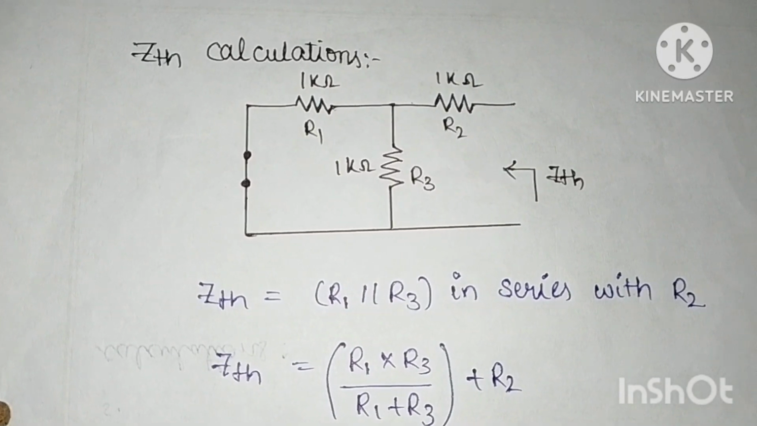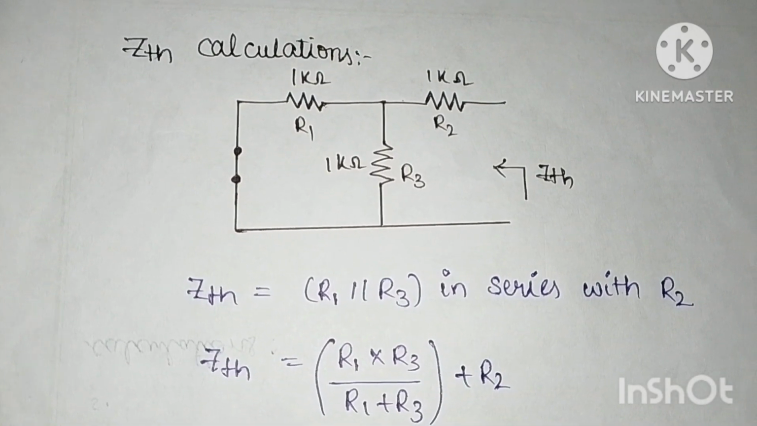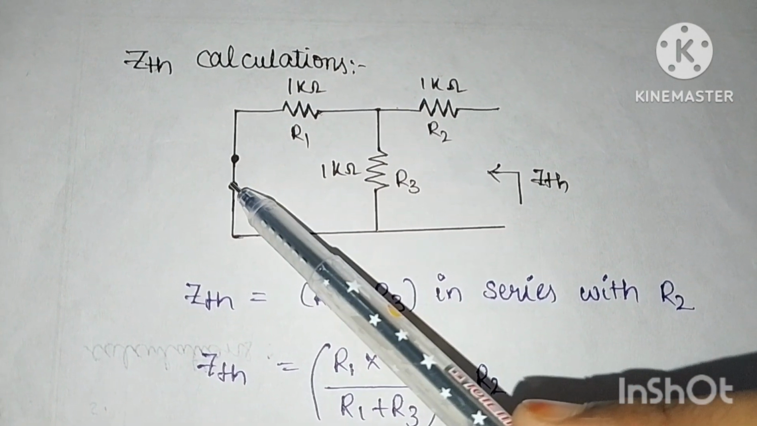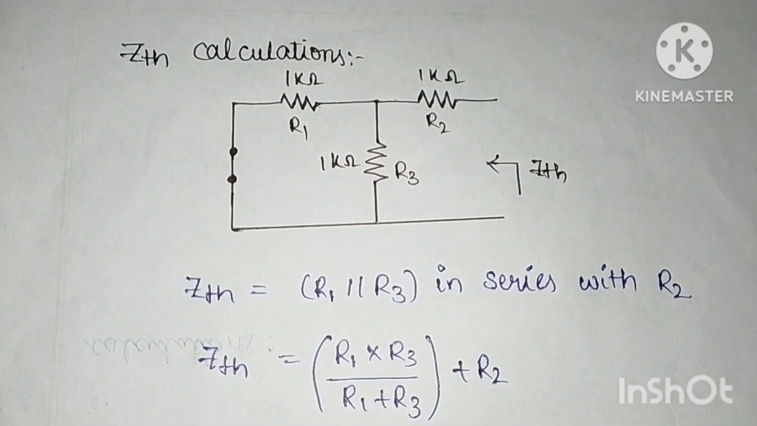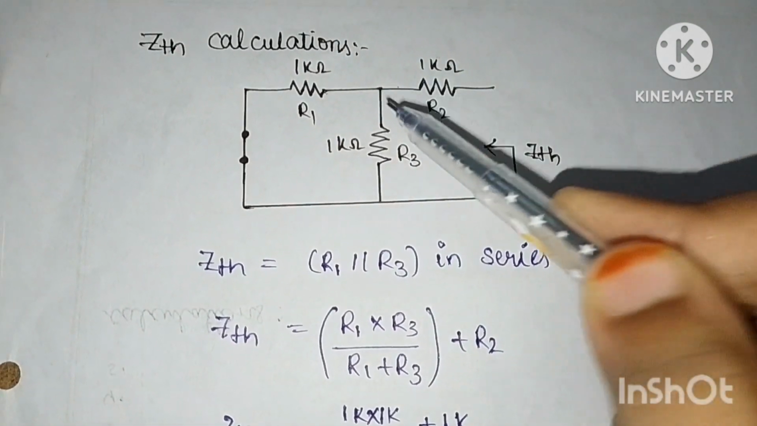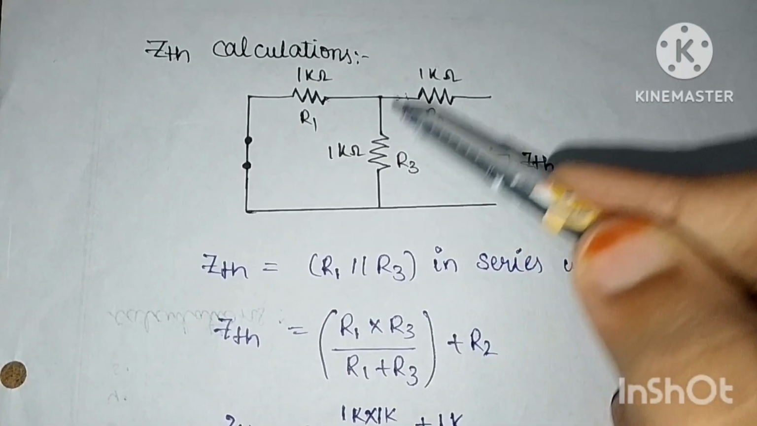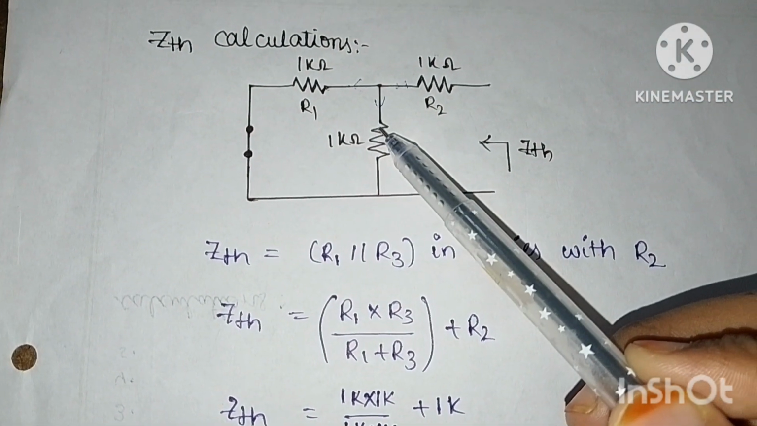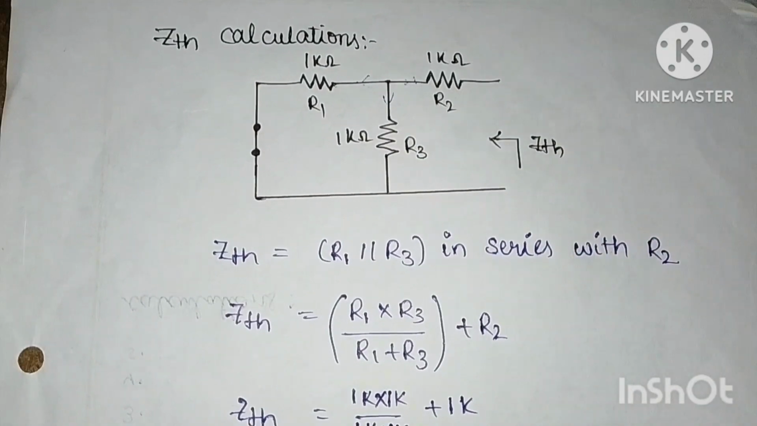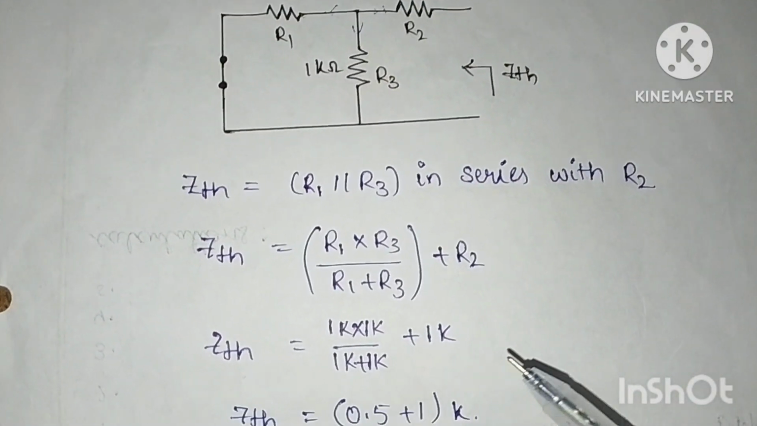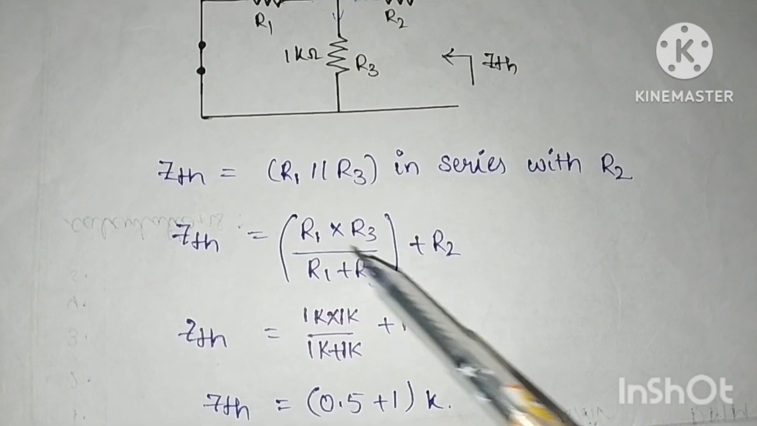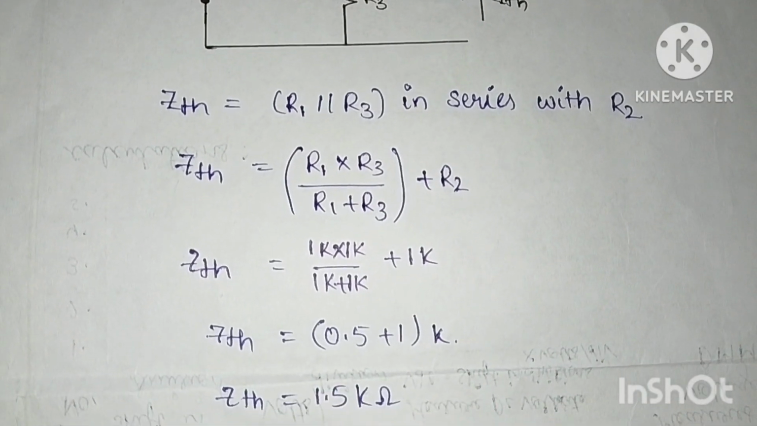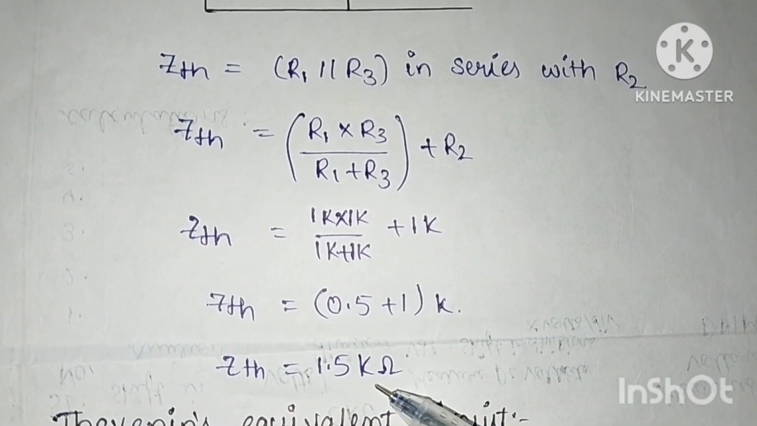Now we will see the impedance calculations. Then the circuit will be like this. In this circuit, the voltage source is replaced with a short circuit. Then the current direction will be through R2. Then it is divided into R1 and R3 resistors. So R1 and R3 are in parallel, in series with R2 resistance. Then the calculation of RThevenin equals R1 into R3 by R1 plus R3, plus R2. Finally we get RThevenin equals 1.5 kilo ohms.